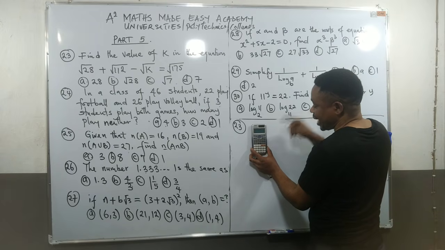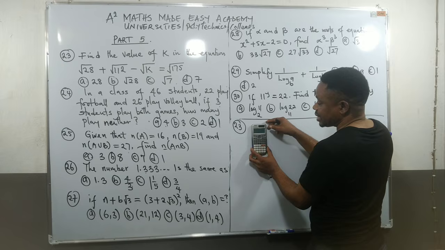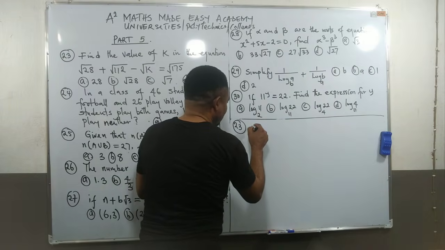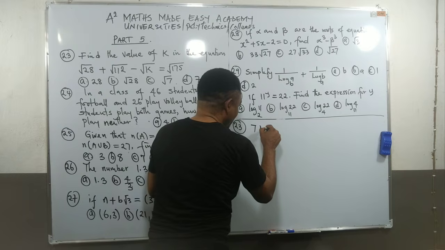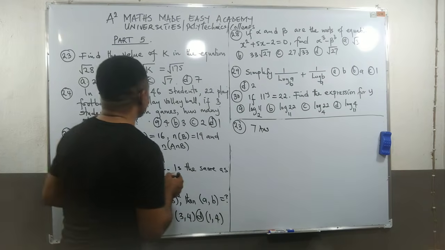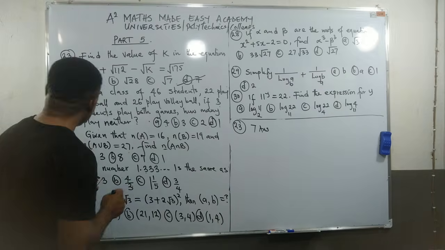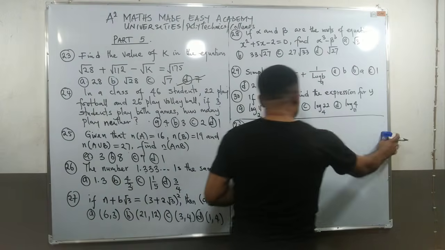But for you to confirm that it's 7, punch equal to and only 7 will appear. So this is the calculator method. What we got as the answer is 7. Is there 7 in the options? Yes. The correct answer is option D. Let's move to question number 24.